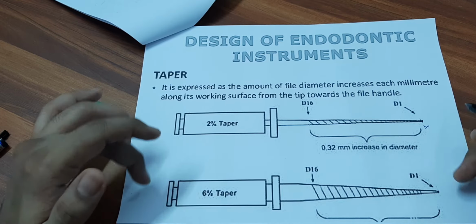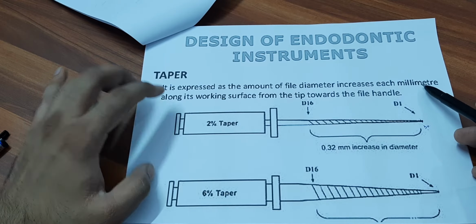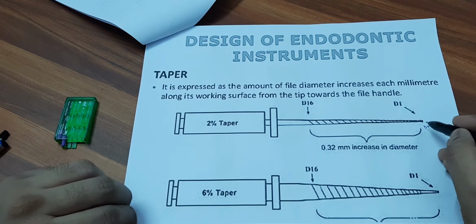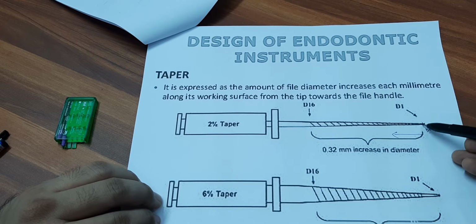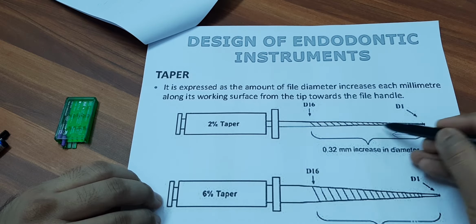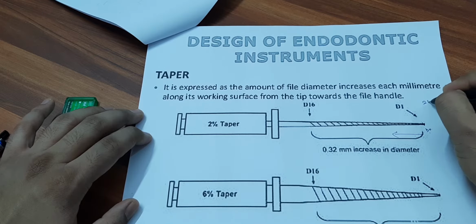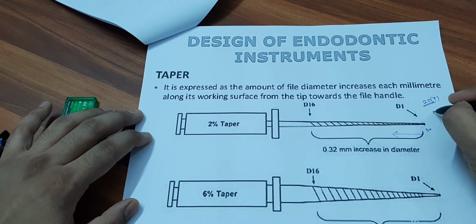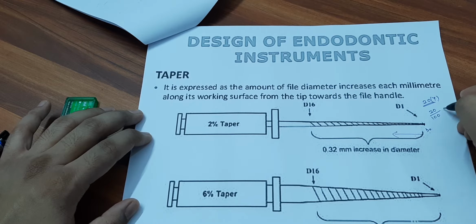The taper is expressed as the amount the file diameter increases each millimeter along its working surface from the tip towards the file handle. That means if we are moving from D0 in this direction, the diameter size increases. Let us consider file number 20, a yellow file. It actually means the 100th part of a millimeter.